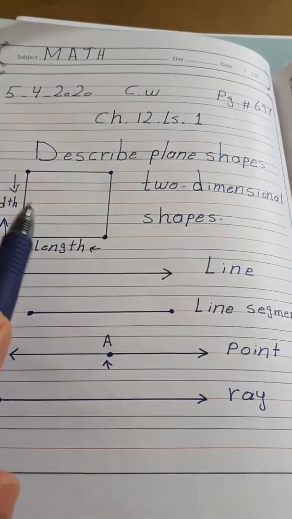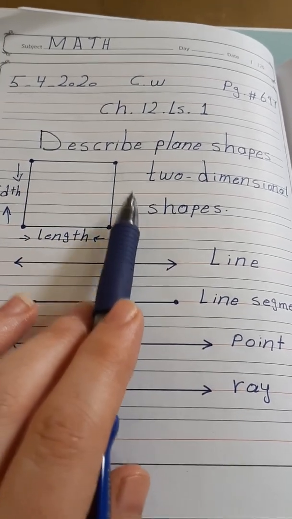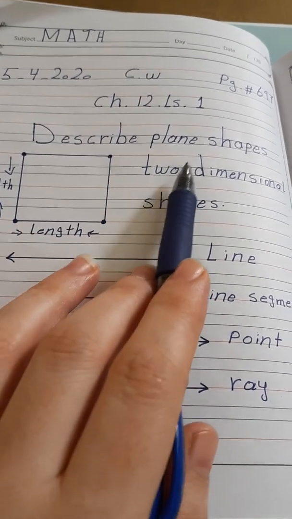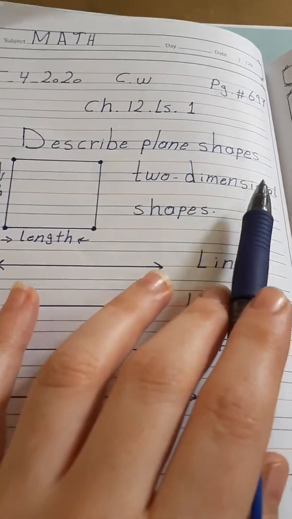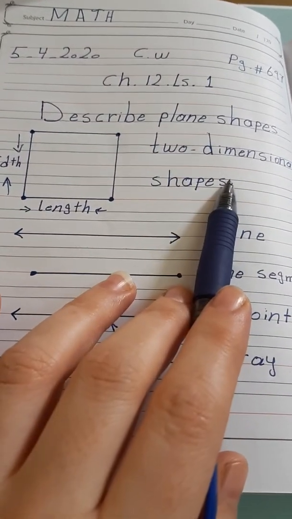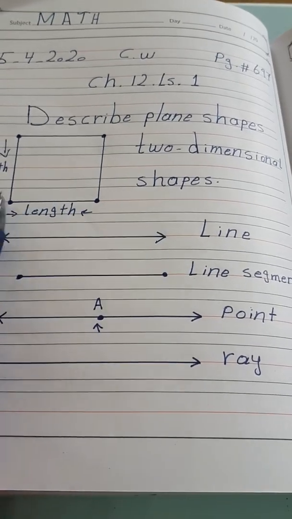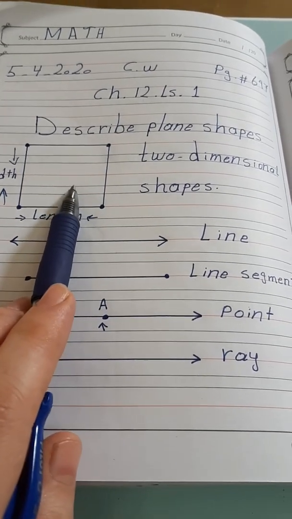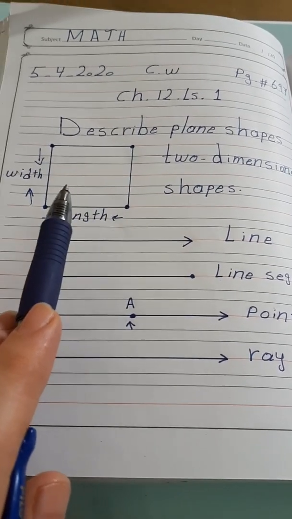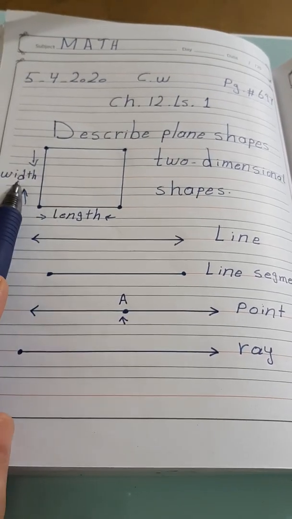So back again to this square. We say it is formed from lines and points. So we can say a plane shape is any shape formed on a flat surface. Okay? Look at this square.